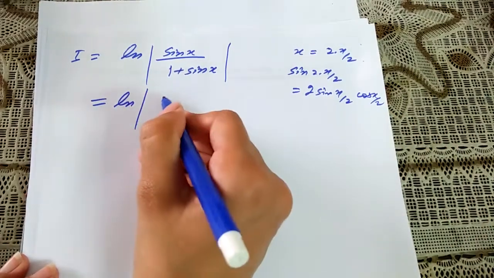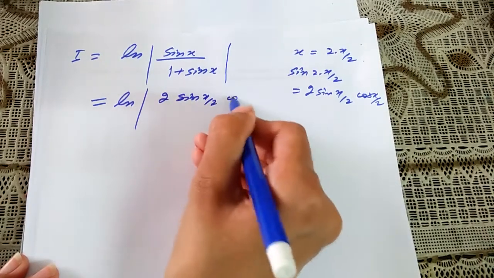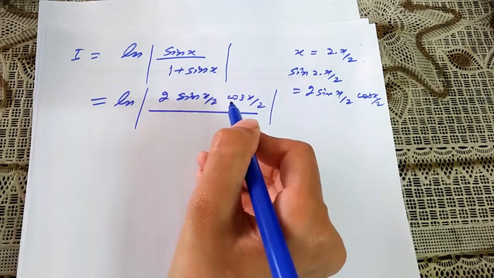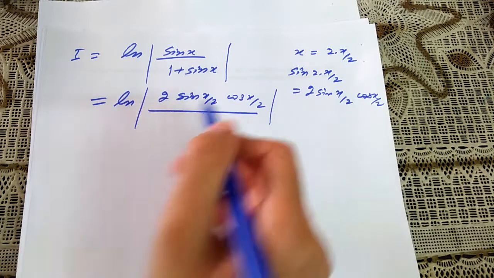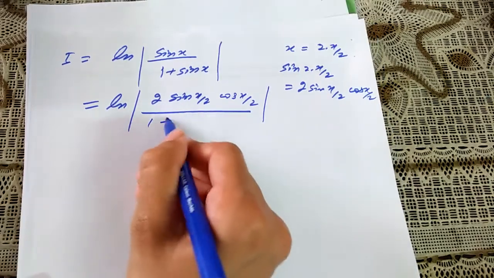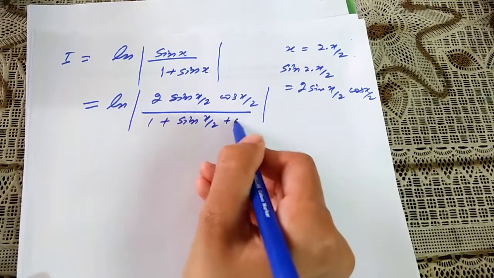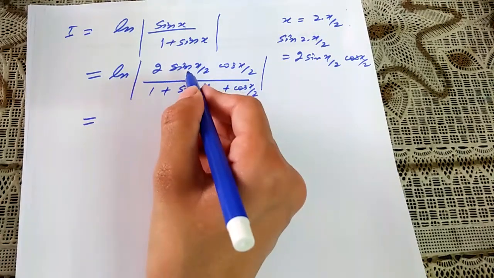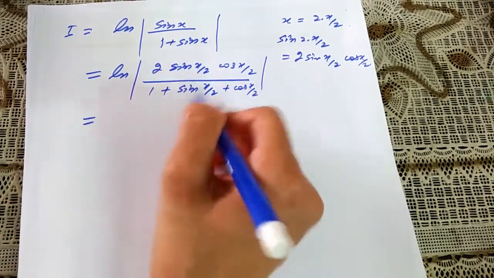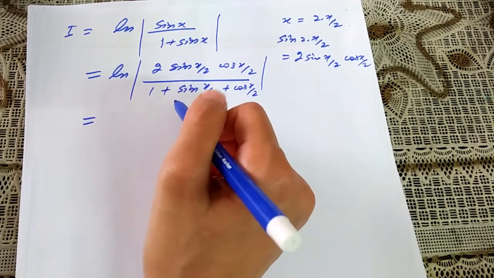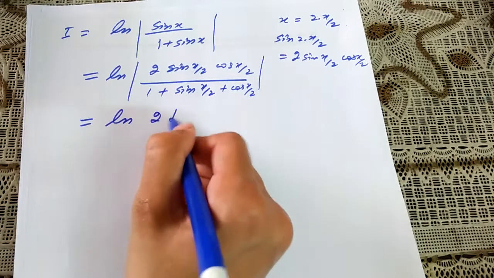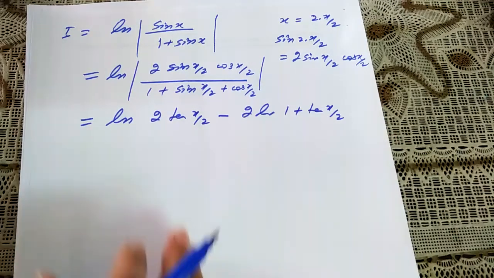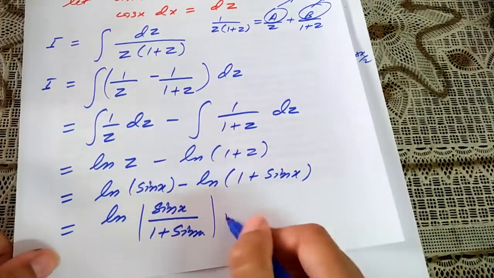So this will become ln 2 sine of x by 2 cos of x by 2 divided by, this term will become equals to 1 plus sine of x by 2 plus cos of x by 2. So after simplification and dividing the whole thing with sine of x by 2, we will get here ln 2 tangent x by 2 minus 2 ln 1 plus tangent x by 2. But it's good if you just leave it here with this answer.